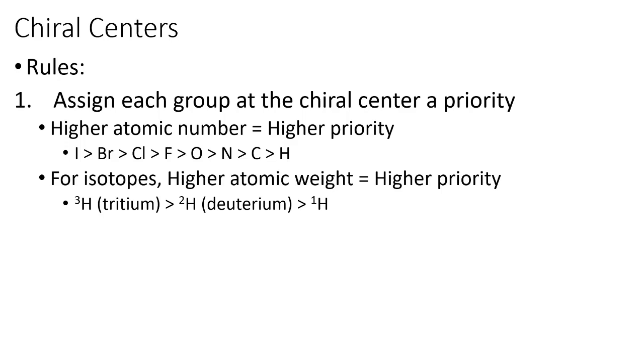For isotopes, the higher the atomic weight, the higher the priority. So if we look at the three isotopes for hydrogen, tritium, deuterium, and hydrogen-1, tritium, H3, would get the highest priority, followed by deuterium, followed by hydrogen, with only a mass number of 1.